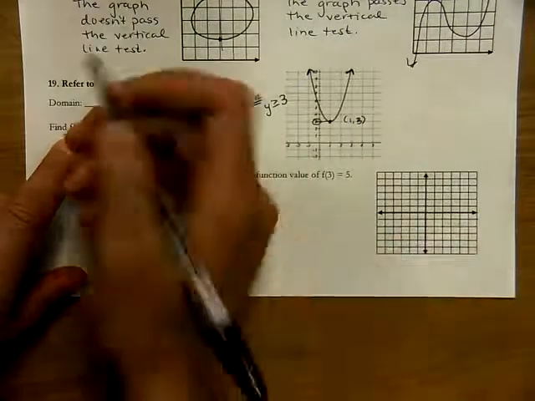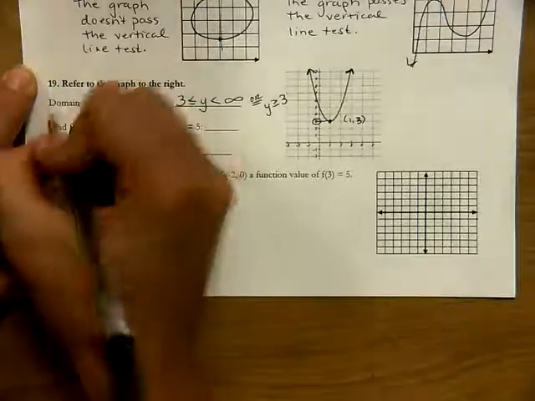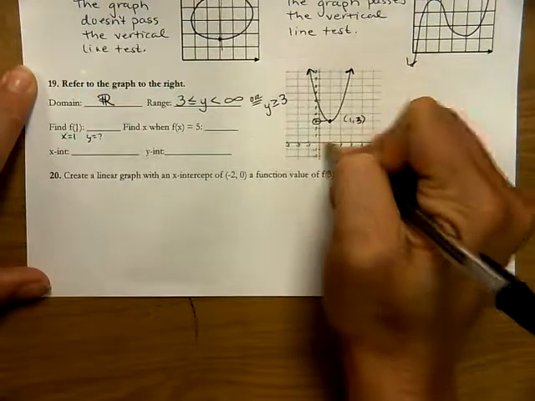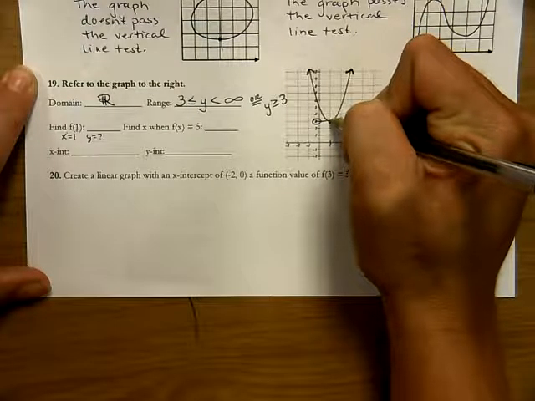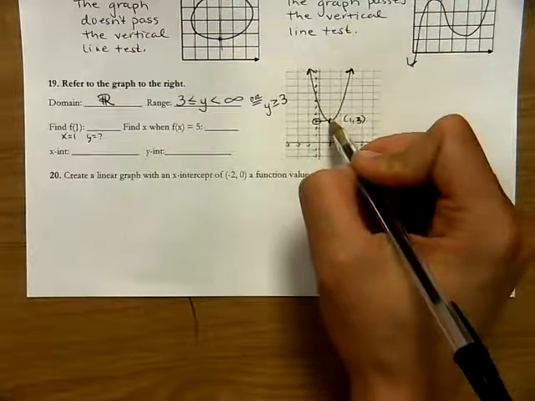Switching down here, find f of 1. That means 1 is in the parentheses, so it is the input, or the x value. So it says x is 1. What is y? Well, I go here to where x is 1. I go up to the graph. This is the point (1, 3). There's only one point where x is 1. So f of 1 would equal 3.